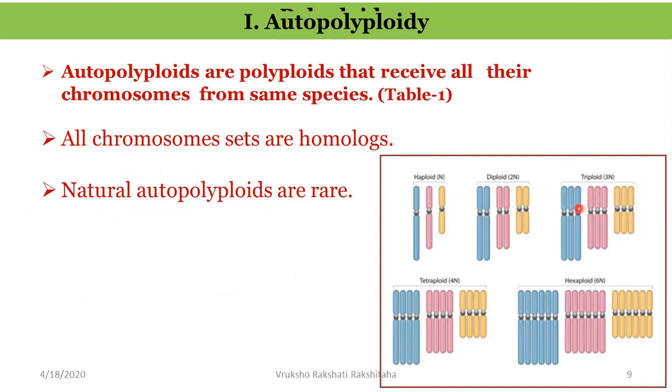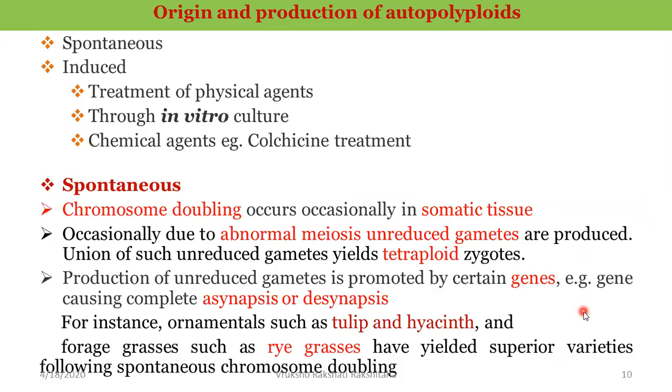Now here there are 3 sets, so this is an example of an autopolyploid. Here there are 4 sets, so it is an autotetraploid. Here it has 6 sets, that is, it is autohexaploid.